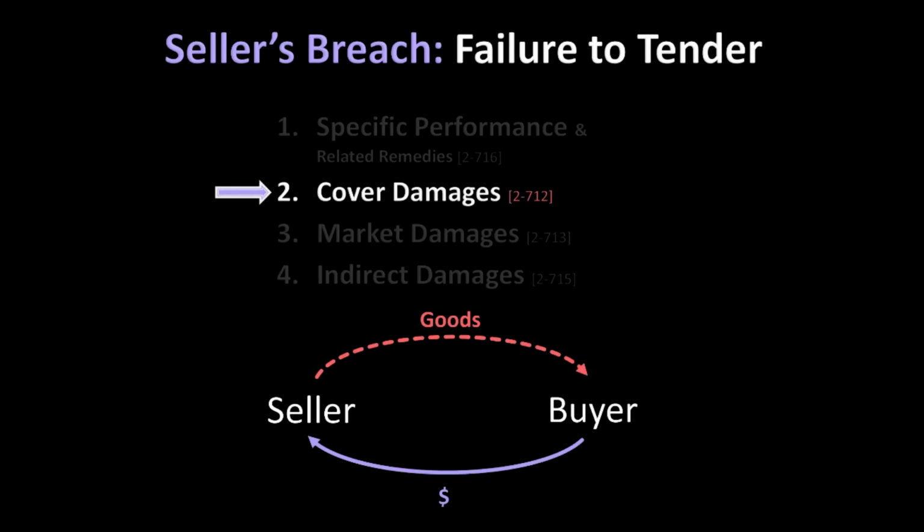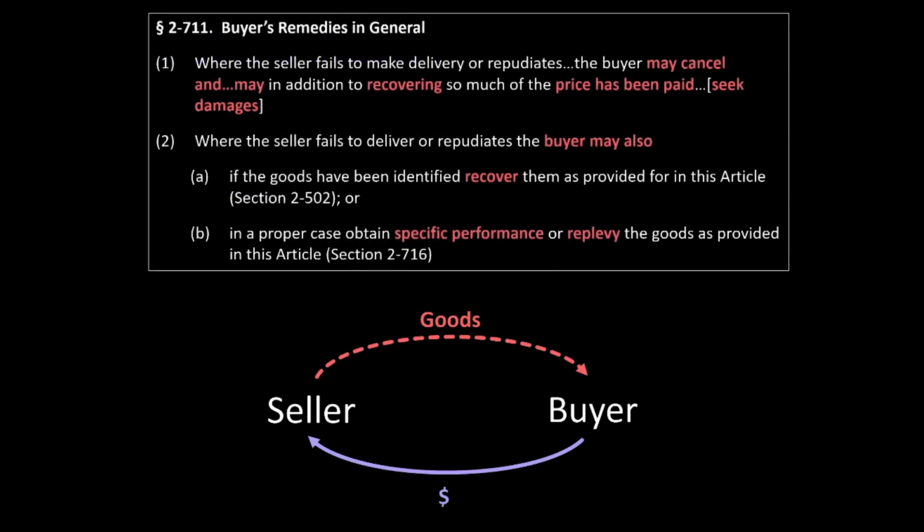Returning to Section 711 of Article 2, as an alternative to forcing the breaching seller to perform, the buyer may, under subsection 1, cancel the contract, recover any of the purchase price already paid to the seller, and seek damages against the seller for the seller's breach. Now let's consider each of these individually, starting first with the cancellation of the party's contract.